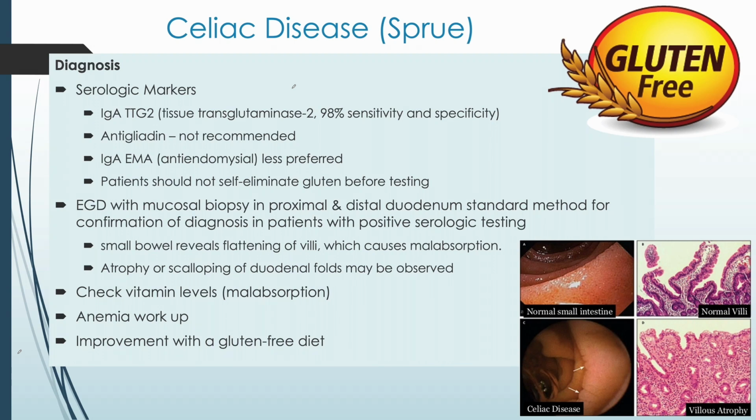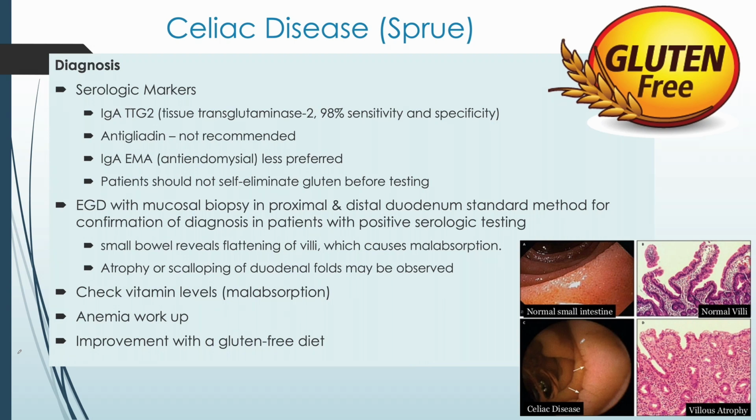After you look at these serologic markers, if they show signs of celiac disease or if they're inconclusive, the next step is to do an EGD. And the EGD is going to be with mucosal biopsy. You're going to want to take samples from the proximal and distal duodenum, and this will help confirm the diagnosis. And what we tend to see on endoscopy, as you can see here, this is a normal small intestine. Here you can see the scalloping, or atrophy of the duodenal folds.